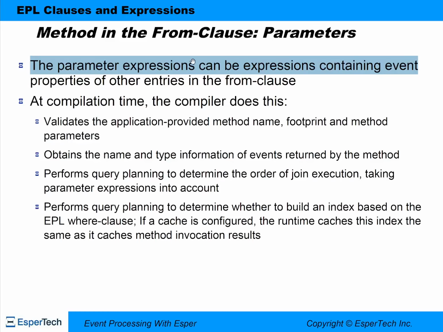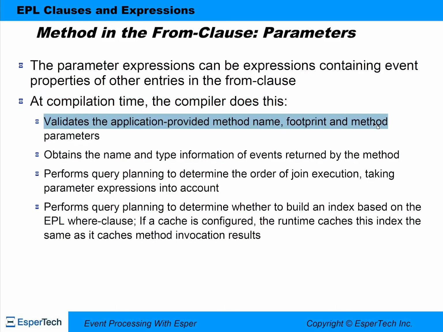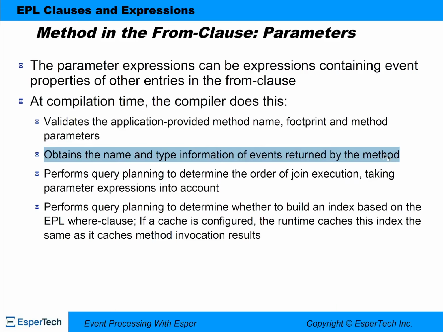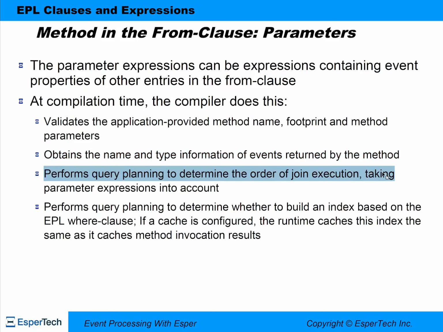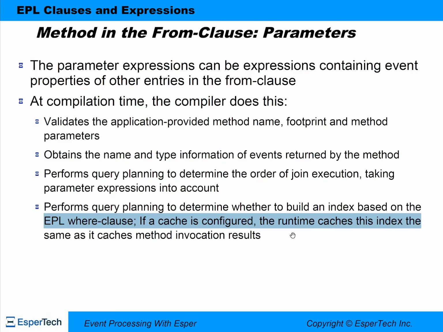The parameter expressions can be expressions containing event properties of other entries in the from clause. At compilation time, the compiler does this. The compiler validates the application-provided method name, footprint and method parameters. The compiler obtains the name and type information of events returned by the method. The compiler performs query planning to determine the order of join execution, taking parameter expressions into account. The compiler performs query planning to determine whether to build an index based on the EPL where clause. If a cache is configured, the runtime caches this index the same as it caches method invocation results.